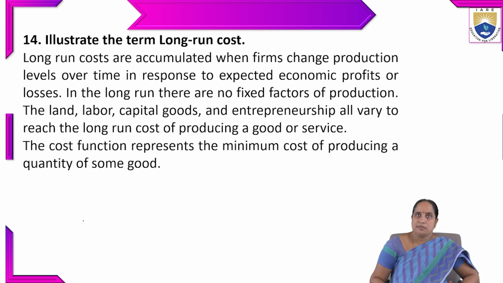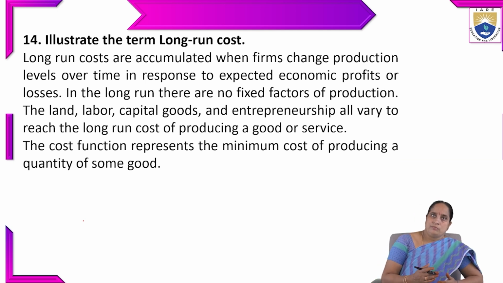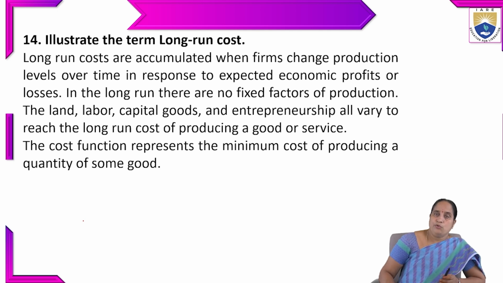Next, illustrate the term long run cost. Generally, long run costs are accumulated when firms change production levels over time in response to expected economic profits or losses. In the long run, there are no fixed factors of production. When you are talking about the long run for the future, all the factors become variable. You take land, labor, capital, and entrepreneurship, all vary to reach the long run cost of producing a good or service. The cost function represents the minimum cost of producing a quantity of some good. So, in the long run, all factors are variable and no factor remains constant.